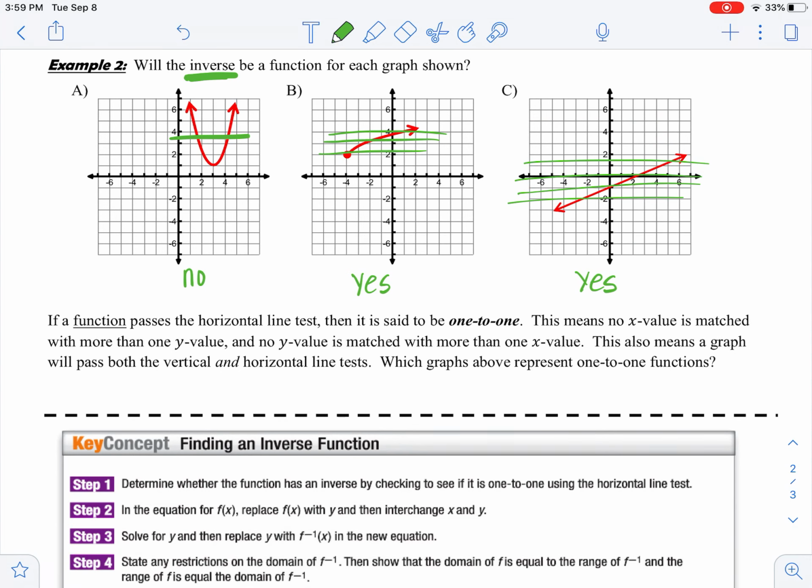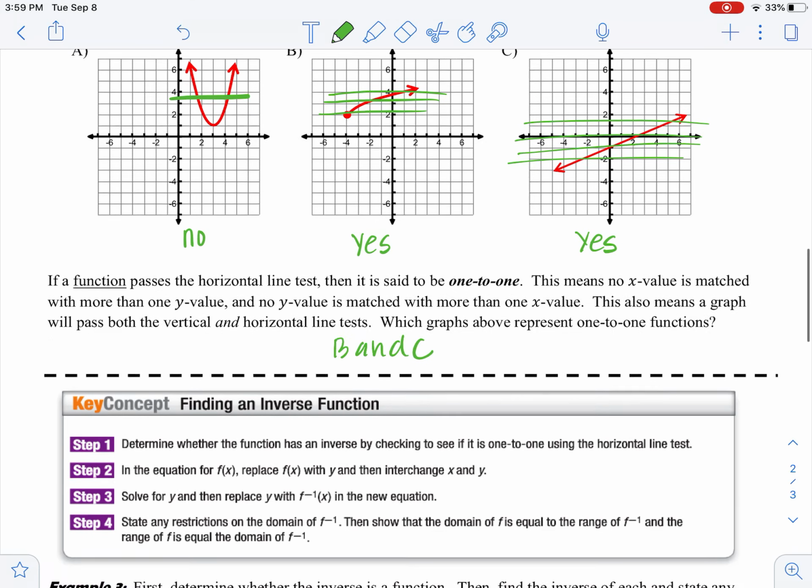So it says if a function passes the horizontal line test, then it's said to be 1-to-1. So that's vocabulary that you need to know. So basically, if a graph passes the vertical and horizontal line test, it's 1-to-1. This means no x value is matched with more than one y value, and no y value is matched with more than one x value. This also means a graph will pass both vertical and horizontal line tests. Which graphs above are 1-to-1? B and C.